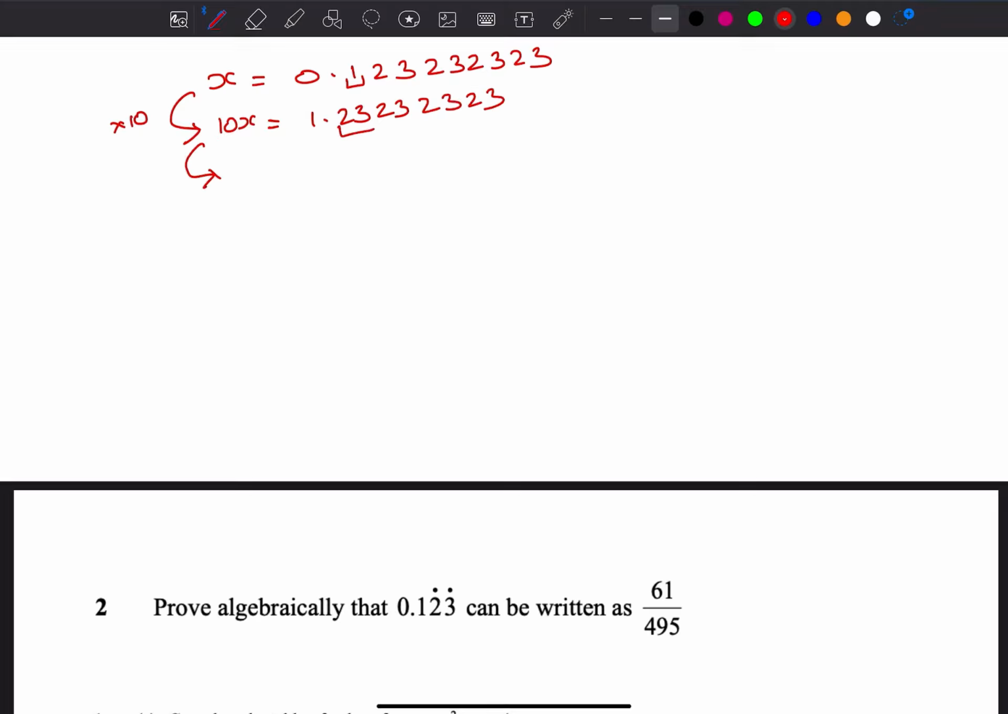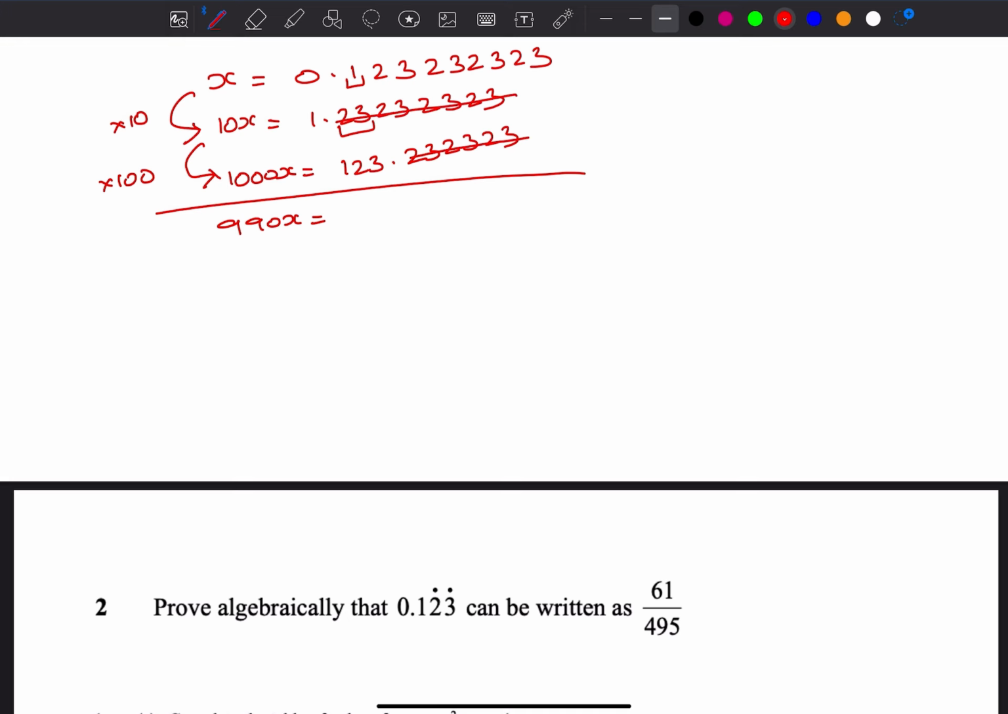How many digits are recurring? Two digits are recurring, so times it by 100. 10x times 100, which is 1000x, equals 123.232323. Take it away. 1000x take away 10x is 990x, equals 0.23 take away 0.23, that cancels. 123 take away this 1 gives you 122. x is 122 over 990.